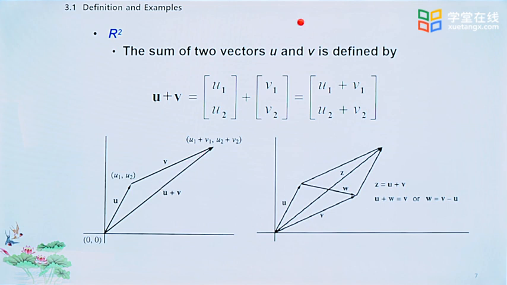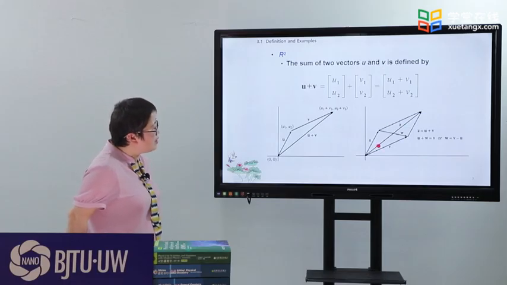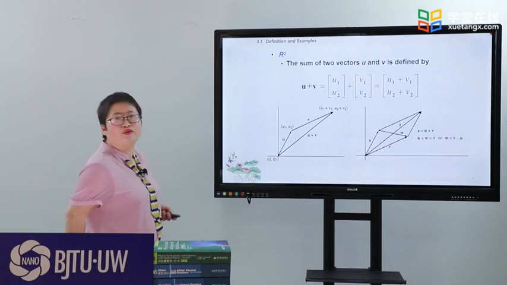And here, in this figure, if here is u, here is v, then this vector is z, which equals u plus v. And also, if we write this vector as w, starting from the endpoint of u and ending at the endpoint of v, then we know that u plus w equals v, or we can say that w equals just v minus u.